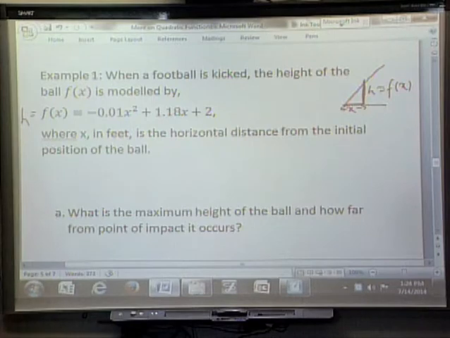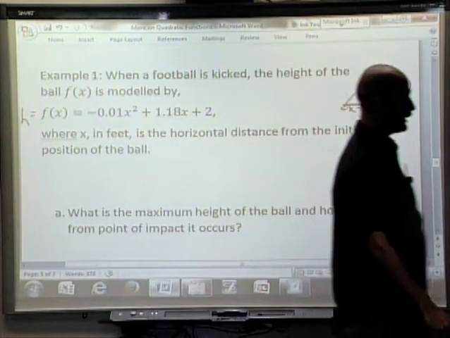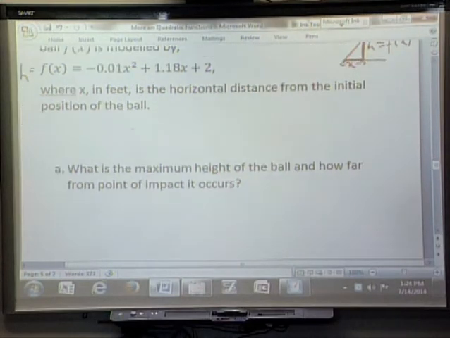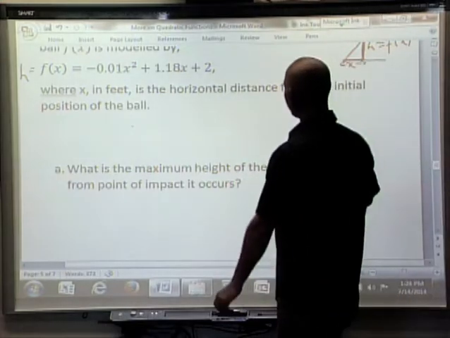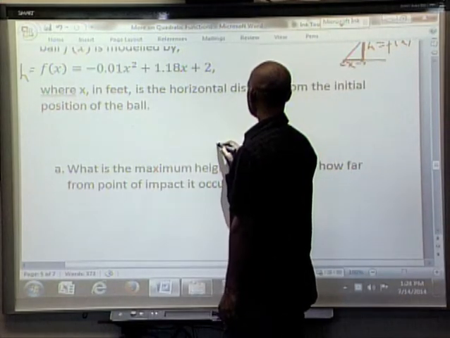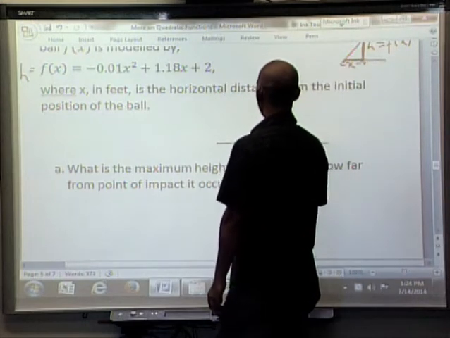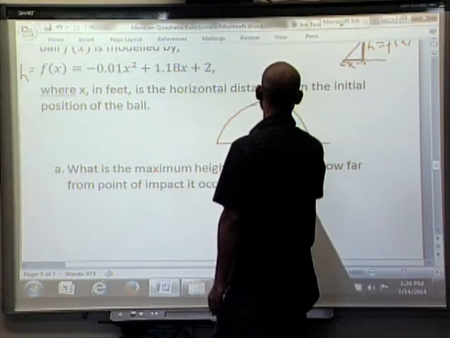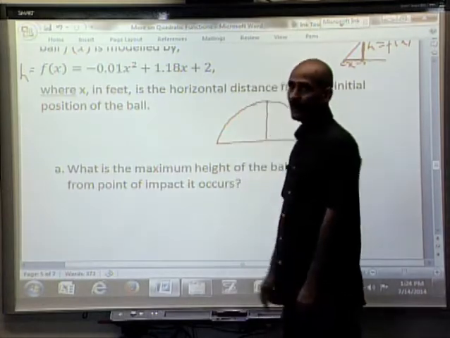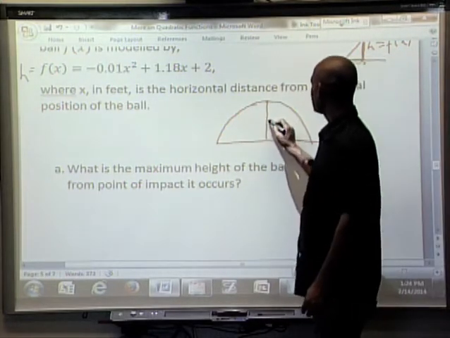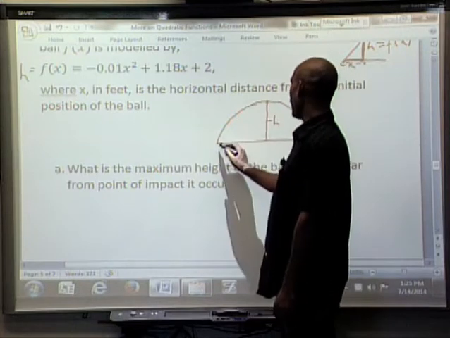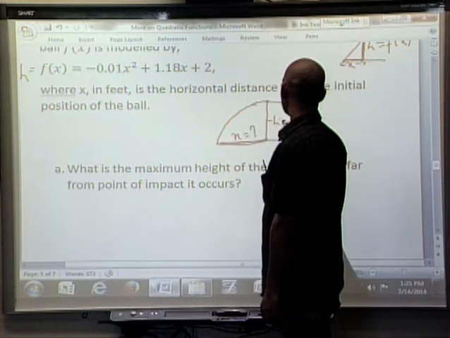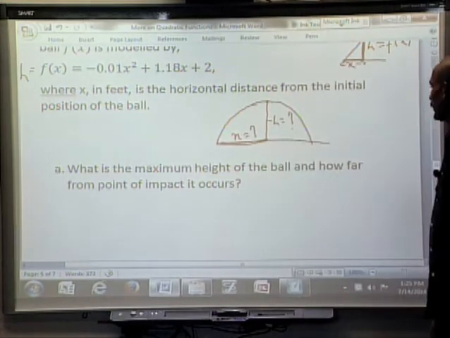So, something like that. Now, the first question we want to answer is what is the maximum height of the ball and how far from the point of contact it occurs. If we think of the question, let us say this is the starting position of the ball, it will go up, and after reaching a certain height, it cannot go further up. Our question is what is this height, the maximum height, and how far from the initial position, what is this distance. This is one thing we want to find, and this is another thing we want to find.